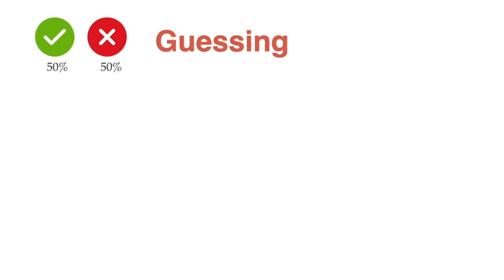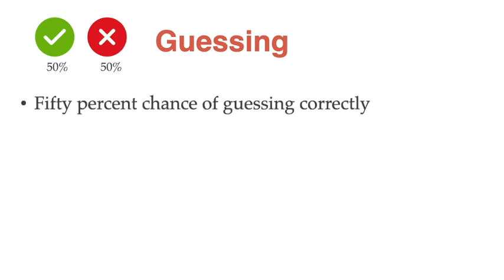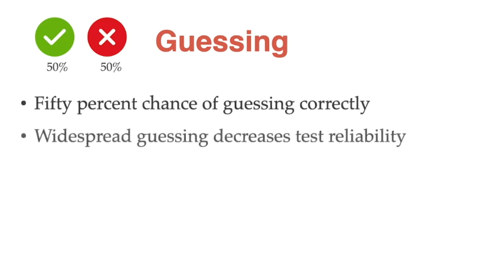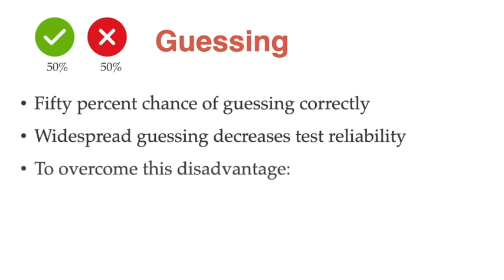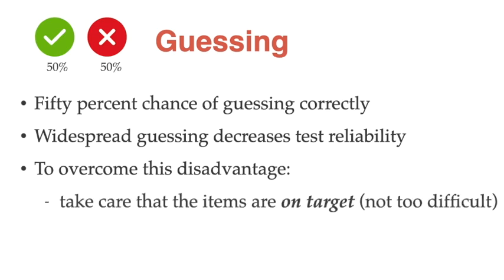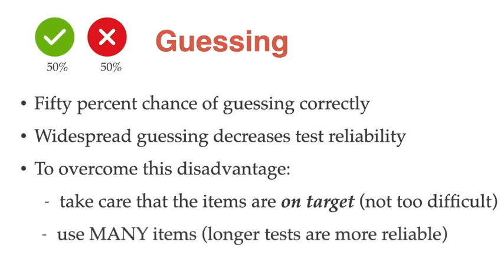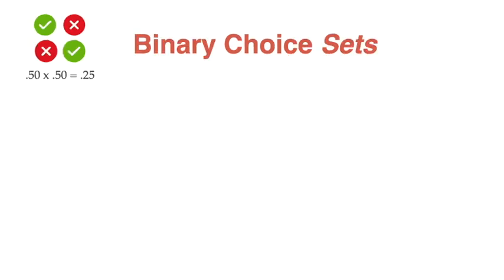Binary choice items are easy to create and to mark. A disadvantage is that the test taker has a 50% chance of guessing correctly, and widespread guessing decreases test reliability. To overcome this disadvantage, take care that the items are on target. If the items are not too difficult, most of the test takers will be able to answer them without guessing. Also, use many items. Longer tests are more reliable.